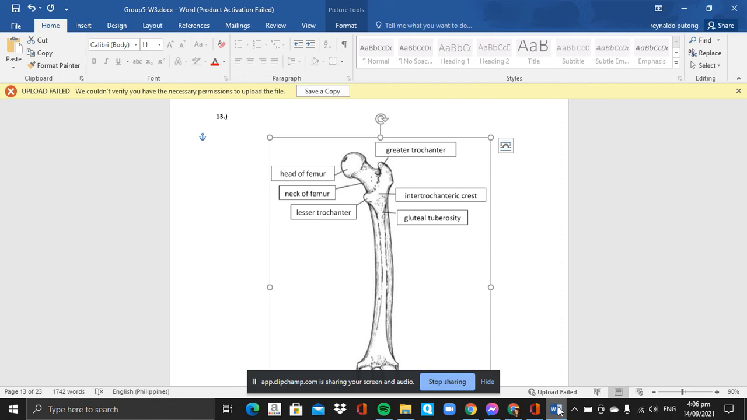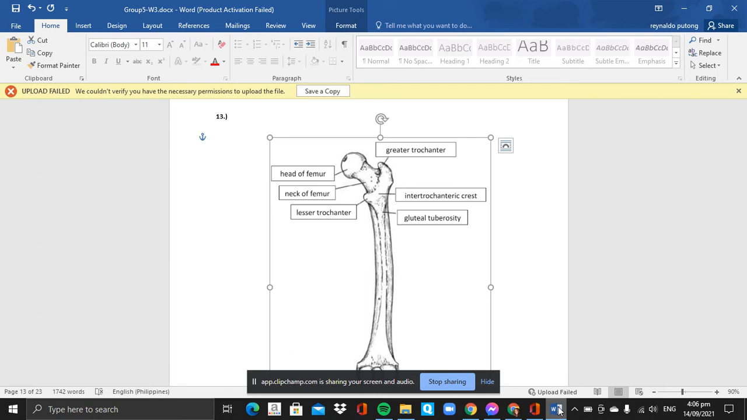Next is intertrochanteric crest, where it is located at the posterior aspect of the junction between the femoral neck and shaft. It is the posterior point of the attachment for the joint capsule at the hip.